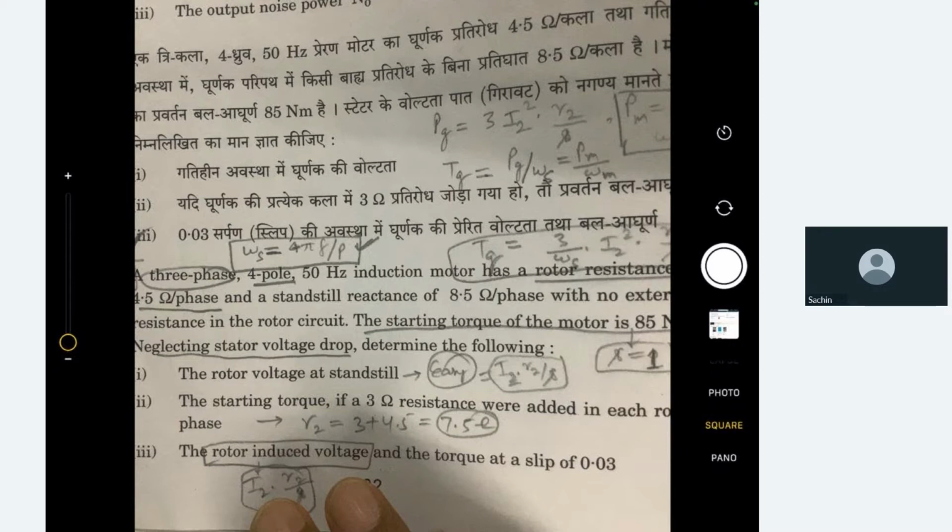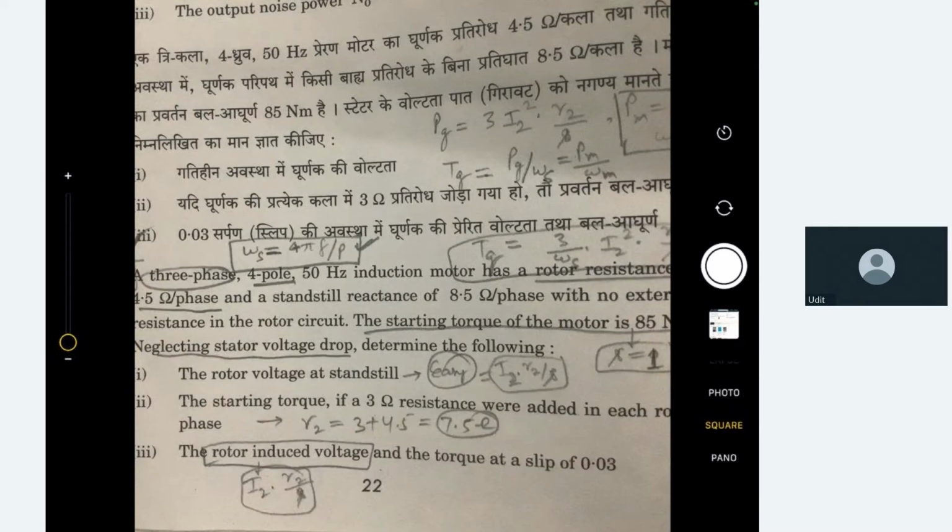Yeah, I think this question is solvable by that equivalent circuit, na? We have to draw the equivalent circuit and through the equivalent circuit we can solve it. But I would request if Udit or Sachin can solve it and share it in the group, then we will also be able to discuss it.